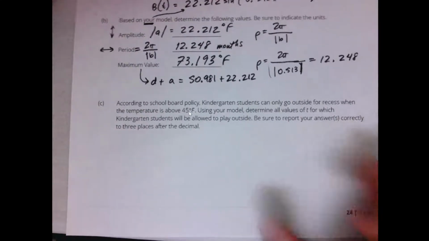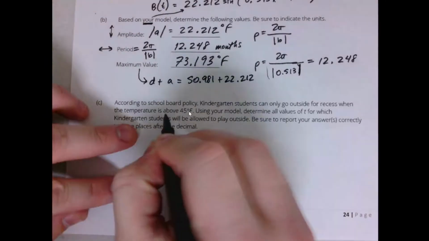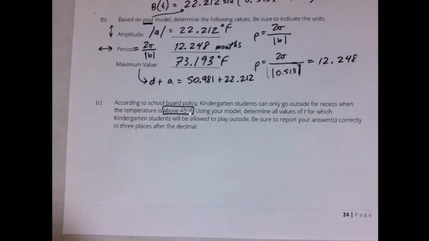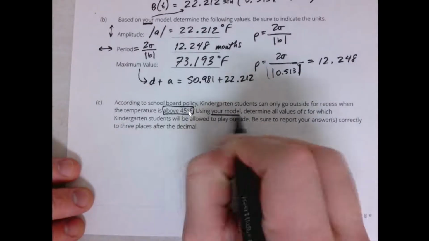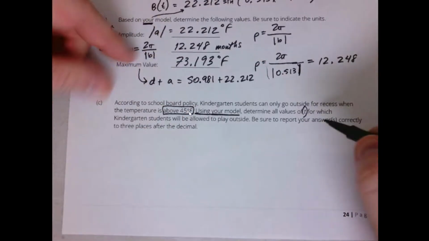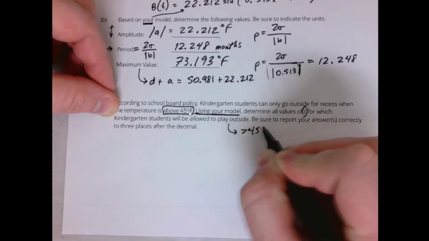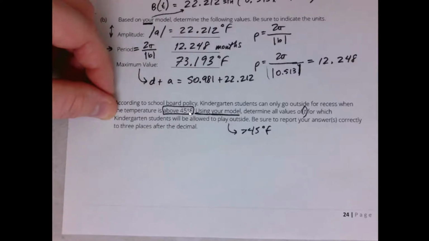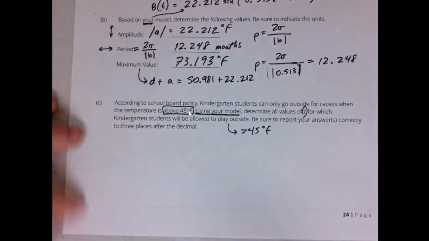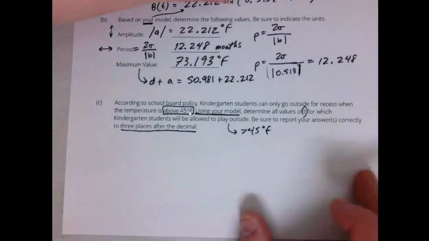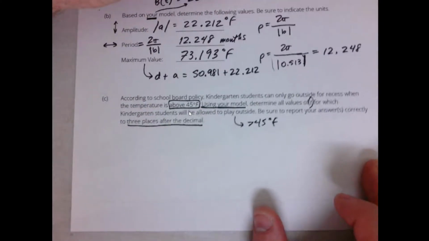Okay, our last part. According to school board policy, kindergarten students can only go outside when the temperature is above 45 degrees Fahrenheit. Using your model, so again, you have to use the model that you created, determine all values of T for which kindergarten students will be allowed to play outside. Remember, they'll only get to play outside if it's above 45 degrees Fahrenheit. And be sure to report your answers correctly to 3 places after the decimal. Okay, so easiest way to do this is I'm going to go into my calculator and actually graph my function.